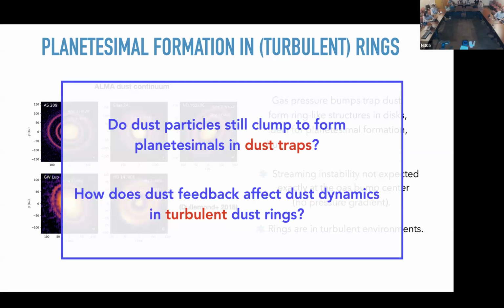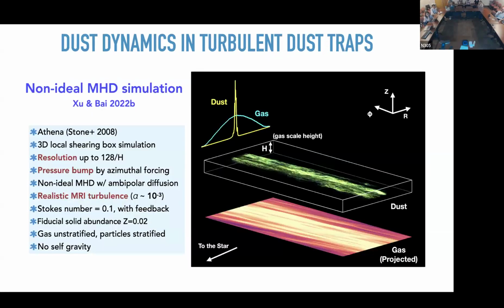So that's why we want to answer two questions. First, do dust particles still clump to form planetesimals in the dust traps? And second, how can the dust feedback affect the dynamics of the dust in turbulent dust rings? To answer these questions, we have this 3D non-ideal MHD simulation with Athena. So basically what we're doing is that we manually drive this pressure bump in this local shearing box. So you can see you have this projected gas bump structure like this. And then we also throw dust particles in the simulation.